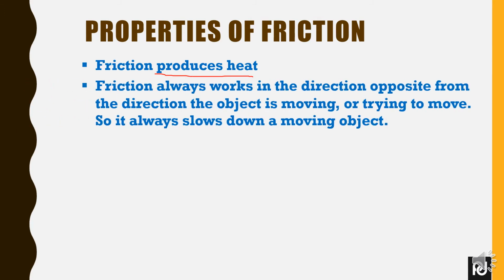The next property is, as we have already discussed, that friction is an opposite acting force. So whenever an object is trying to move, the friction is trying to stop that motion, and hence it slows down the moving object. So if at all you are rolling a ball on a cricket field, then you might observe after a certain distance it will stop moving. Well, you've guessed it right, that's because of friction.